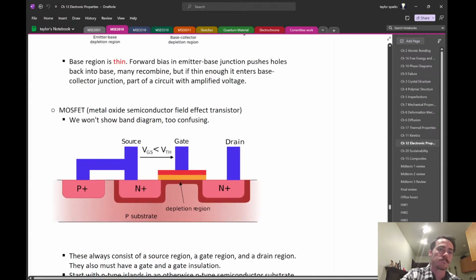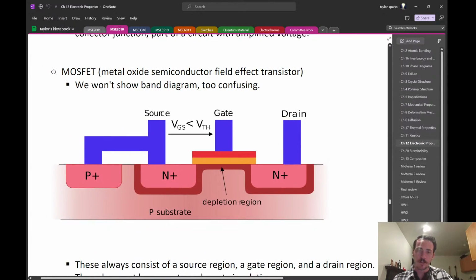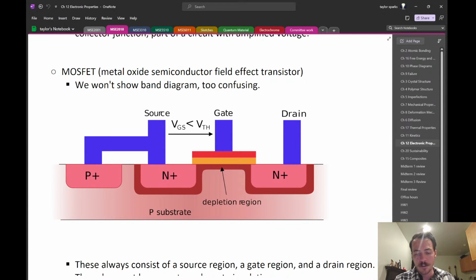Here's a MOSFET. This is in chapter 12 notes in the latter half of the chapter when we start talking about devices. Once we introduce the concepts of semiconductors, now what do you do with those semiconductors? Well, one thing that you can do with them is make this kind of complicated looking diagram here. In this diagram, what do we see?